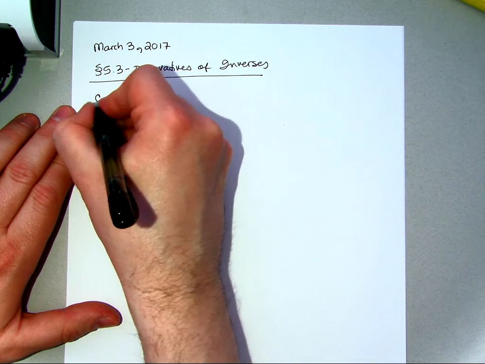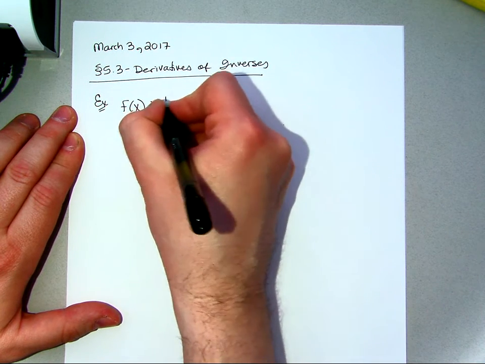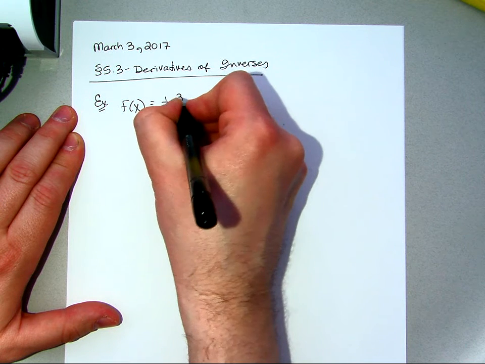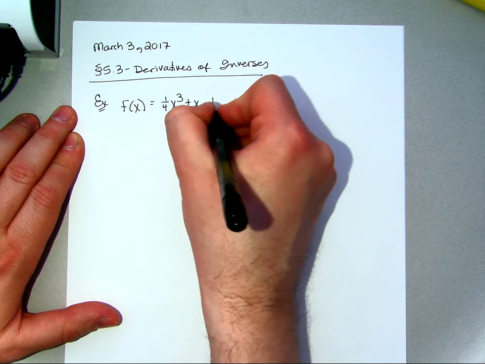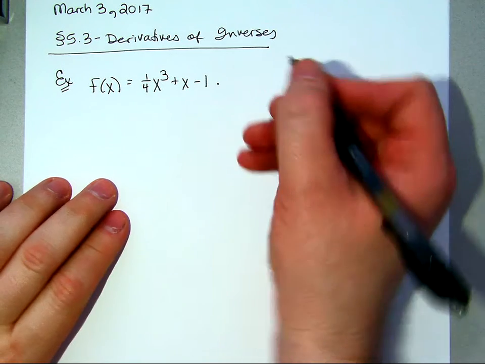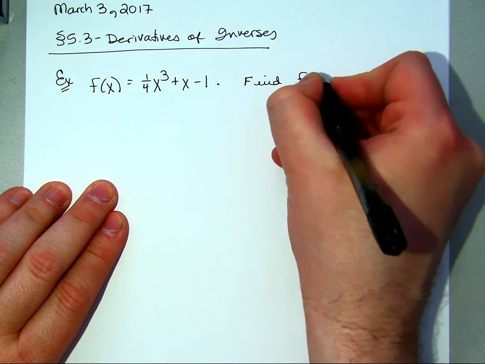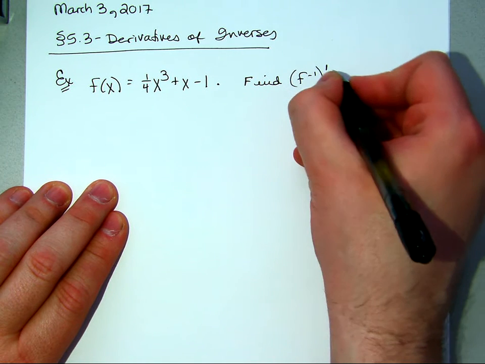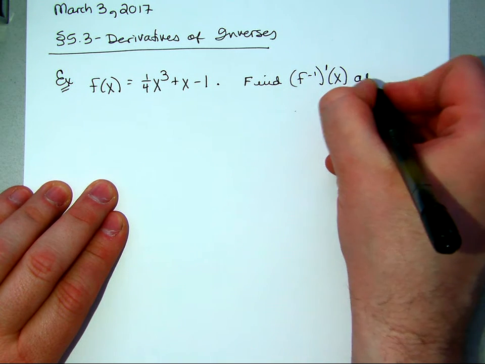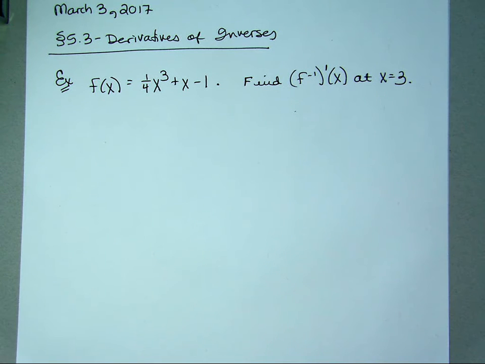The first example we're going to look at: f of x equals 1/4 x cubed plus x minus 1. We are going to find f inverse prime of x at x equals 3. I would like to find the derivative of the inverse when x equals 3.